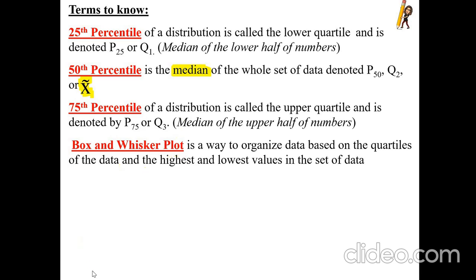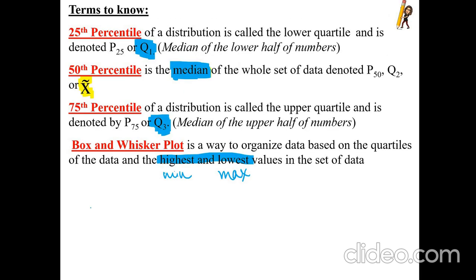And then we're going to use these things to create a box and whisker plot. We're going to reference the 25th percentile as Q1, the 50th percentile as the median, and the 75th percentile as Q3, and you'll see in a second. We're going to use all three of those things to find a box and whisker plot. If you've never seen one, it's a way to organize our data based on the quartiles, 25th, 50th, and 75th, and our highest and lowest values in the data set. So that's going to be our min and max, our minimum value and our maximum value.